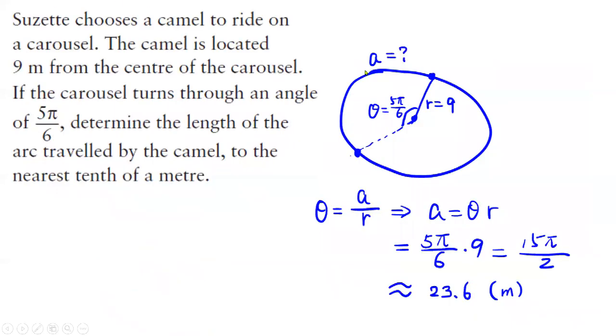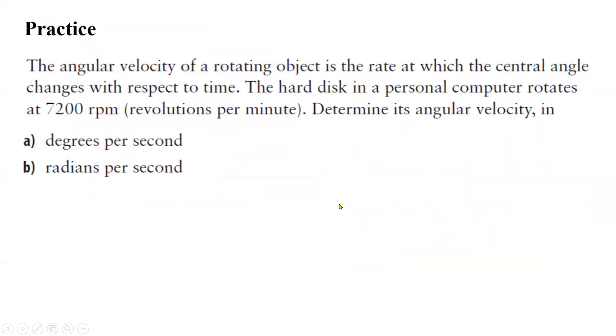Okay, again, you can check the solutions in this slide after the class. All right, if you don't have any questions, let's have a look at another practice. The angular velocity of a rotating object is the rate at which the central angle changes with respect to time. The hard disk in a personal computer rotates at 7,200 RPM. That means revolutions per minute. Determine its angular velocity in degrees per second and radians per second. Okay, I'll give you 2 minutes to complete this practice.